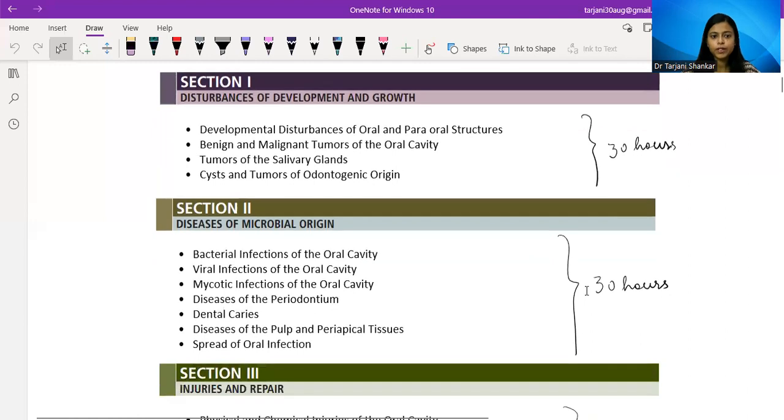Now, let me take you through the course, how we'll be teaching oral pathology and oral medicine over here. Just let me share my screen. I hope my screen is visible, right?